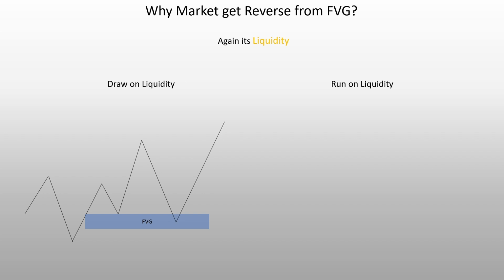Then we have run-on liquidity. What is run-on liquidity? Here we have the market, and we have two fair value gaps, this one and this one. What will the market do? It will first fill the first fair value gap completely, and then the second one as well. This is called run-on liquidity, which means the market consumes liquidity but doesn't reverse. In contrast, when the market consumes liquidity and reverses, it is called draw-on liquidity.